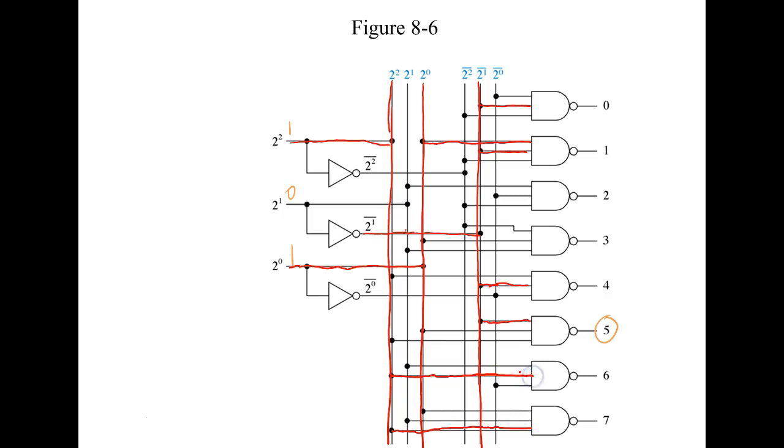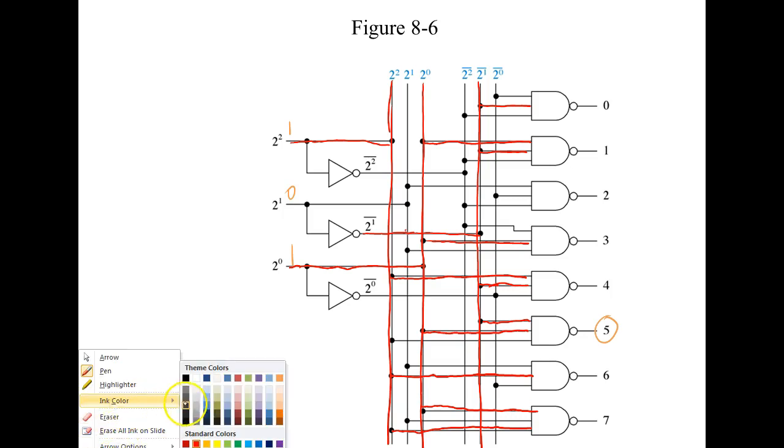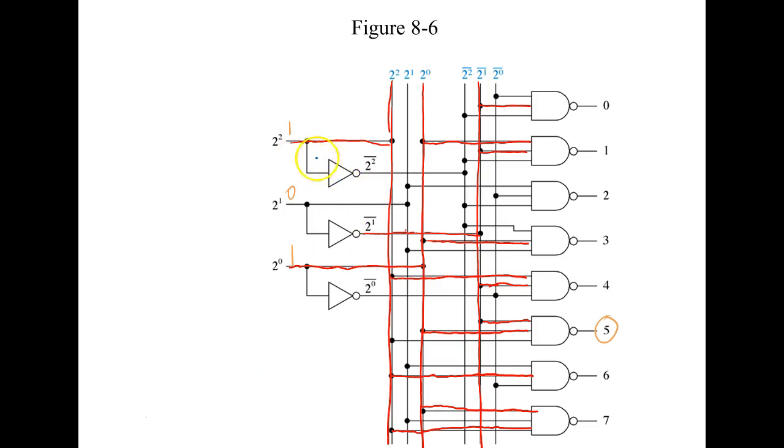Or that one right there would be high. This one right here would be high. This right here would be high. And this one right here would be high. Oh, this one right here would be high. Miss any more? And then we'll come over here and we'll use blue for the low.